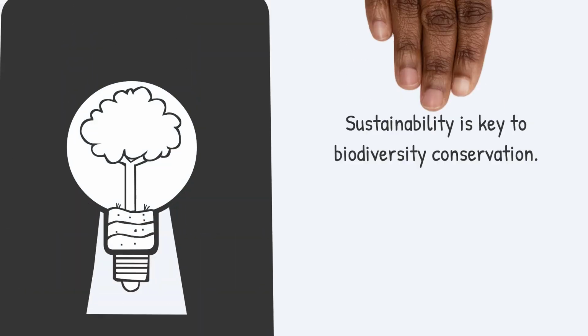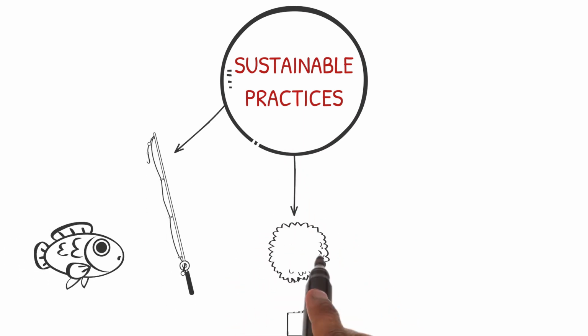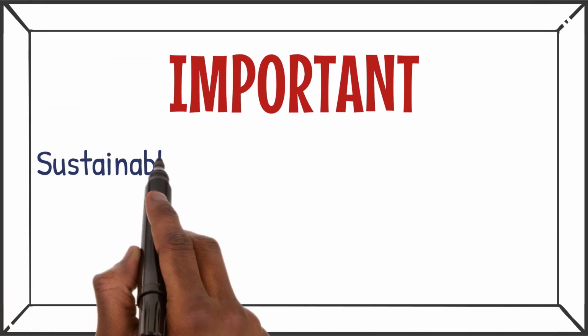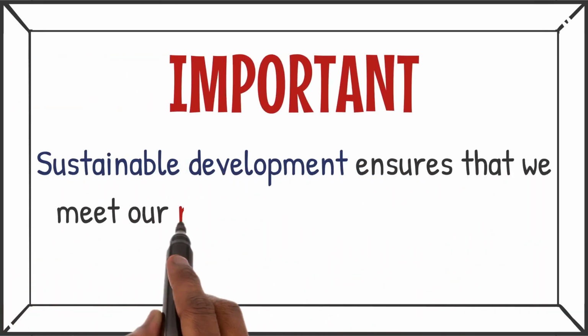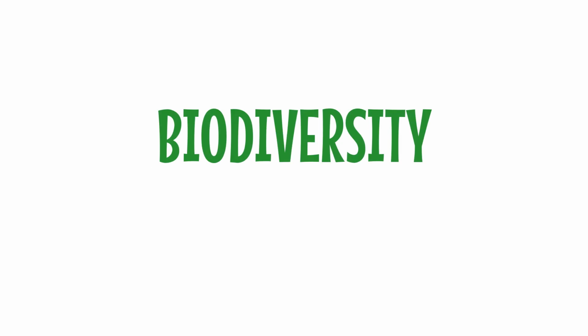Sustainability is key to biodiversity conservation. Sustainable practices include responsible fishing, reforestation, and promoting eco-friendly agriculture. Sustainable development ensures that we meet our needs without compromising the needs of future generations. Now, let's explore how we can be stewards of biodiversity.